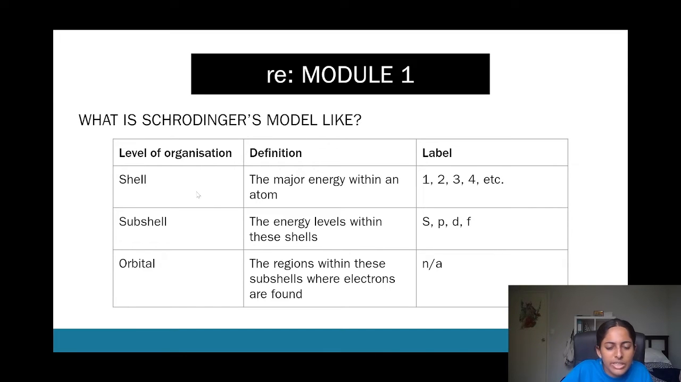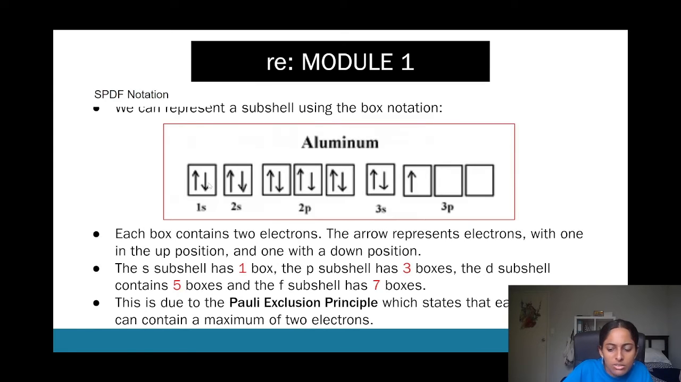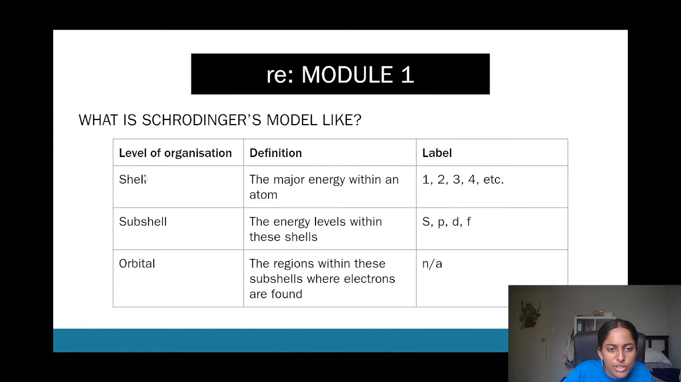Schrödinger's model includes three levels of categorization for electrons. You have a shell, being the largest, then comes a subshell, and then comes an orbital. For shells, you just label them by numbers. For subshells, you have four different ones: S, P, D, F, with S being the lowest energy level and F being the highest subshell. Then there are orbitals within subshells, and each orbital only holds two electrons. So that's how it's categorized.